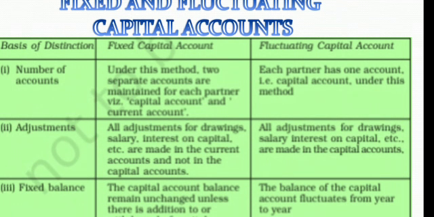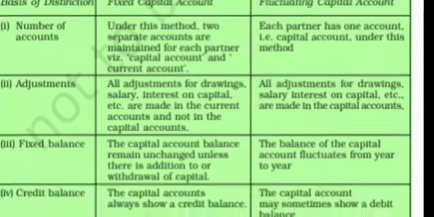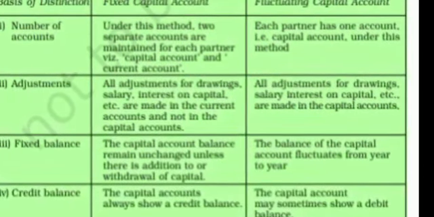Second, adjustments. In the fixed capital account system, all adjustments like drawing, salary and all are shown in the current account, not in the capital account. Whereas in case of a fluctuating capital account system, all adjustments regarding drawing, salary and all are shown in the capital account itself.